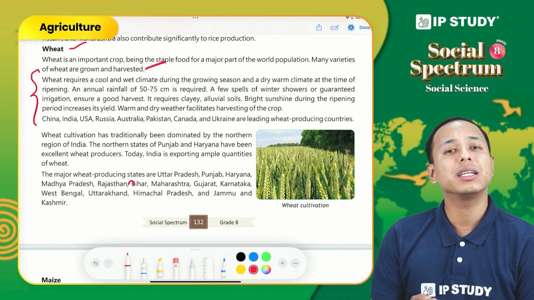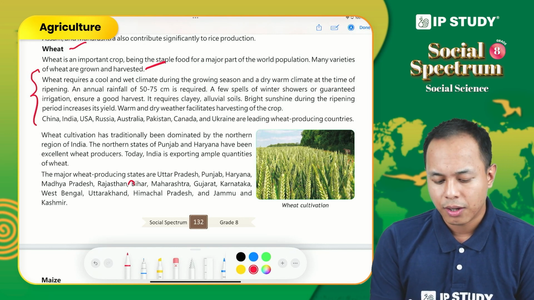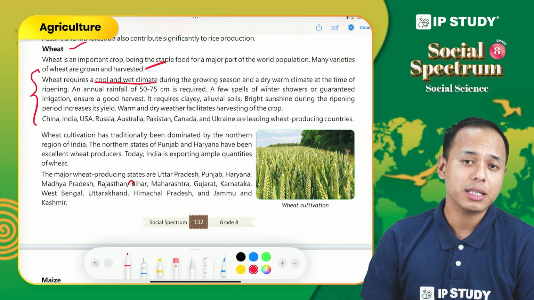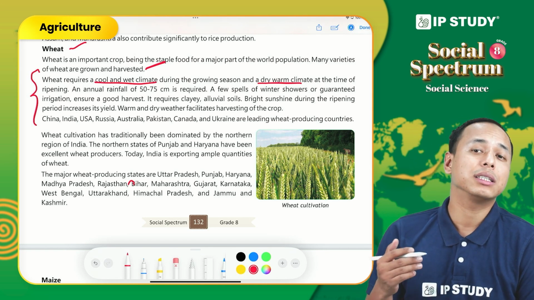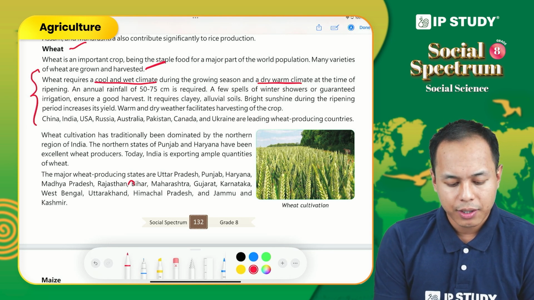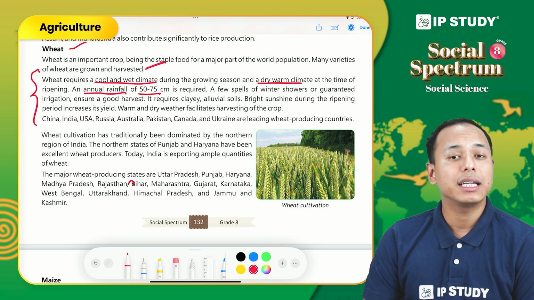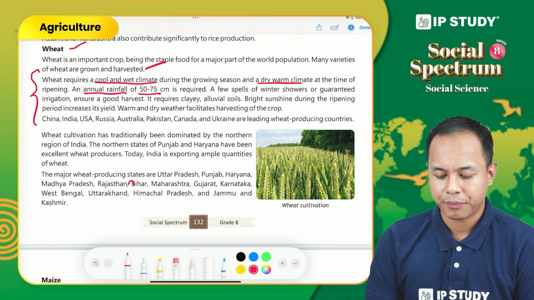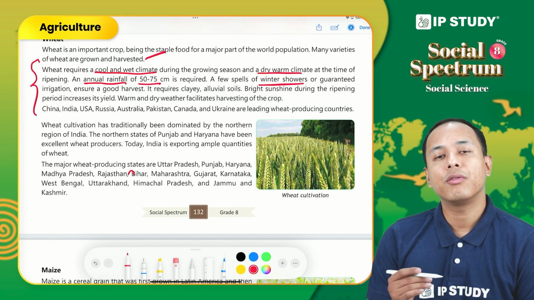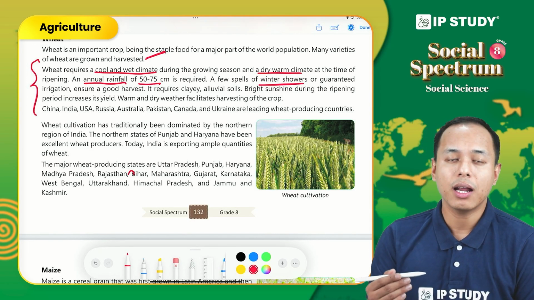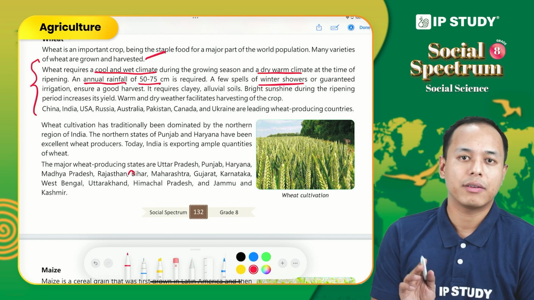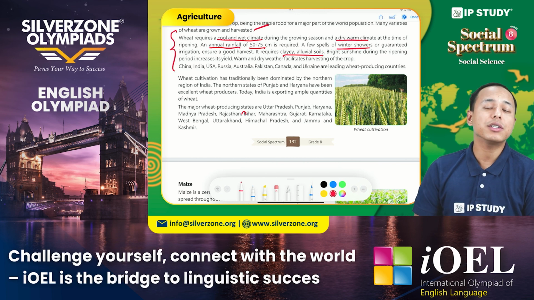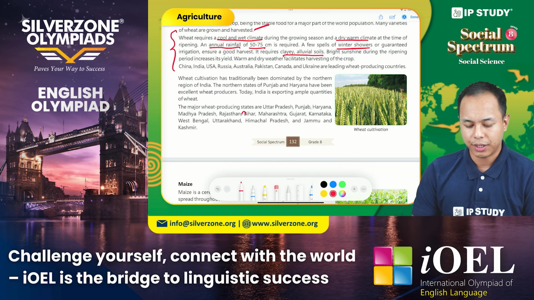If you look at the climatic condition required for cultivation of wheat, it requires a cool and wet climate during the growing season and a dry and warm climate during the time of harvest. Okay, when it comes to rainfall, 50 to 75 centimeter is required. That is less than what rice requires. In winter, showers can also help in better harvest, but not during the harvesting time. When it comes to soil, clayey alluvial soil is very much favorable for cultivation of wheat.